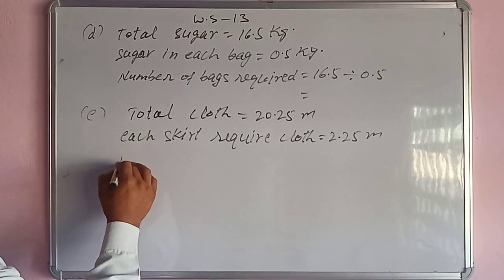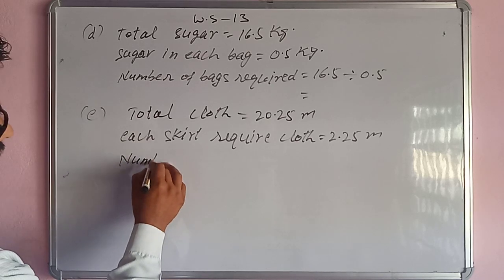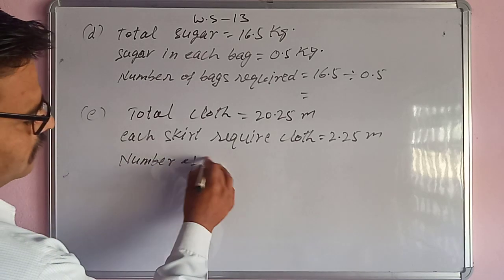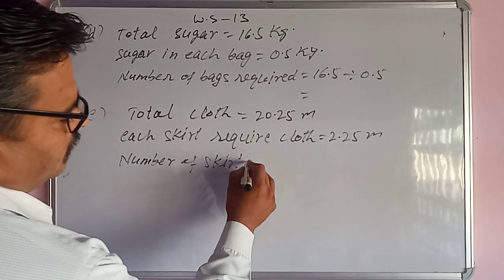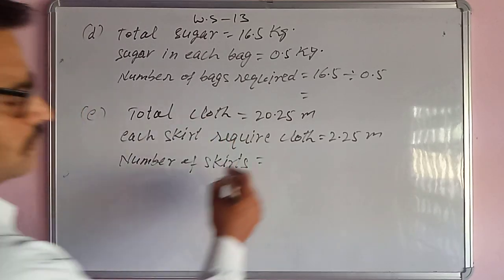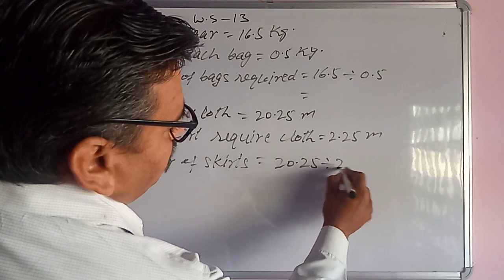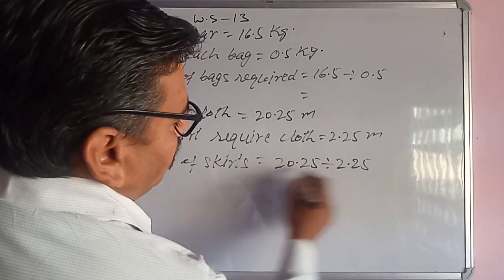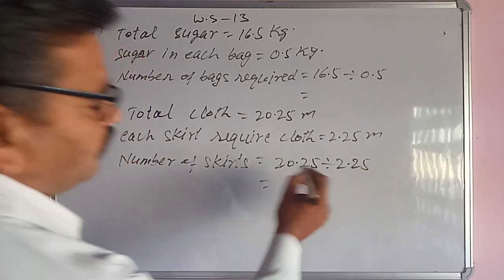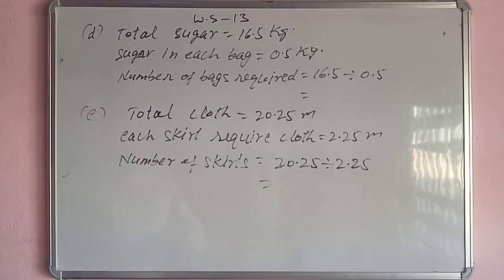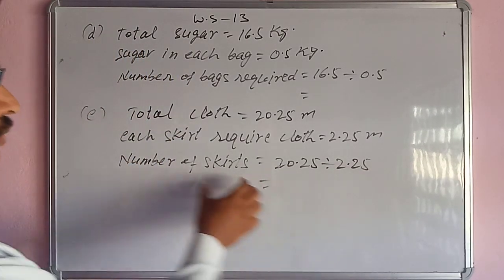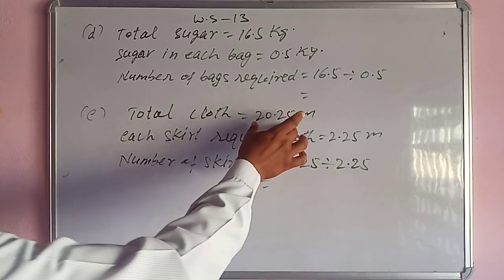Now the question is, how many skirts can be stitched? So the number of skirts that can be stitched from this cloth is 20.25 divided by 2.25. When we divide 20.25 by 2.25, we will get the number of skirts that can be stitched from this cloth.